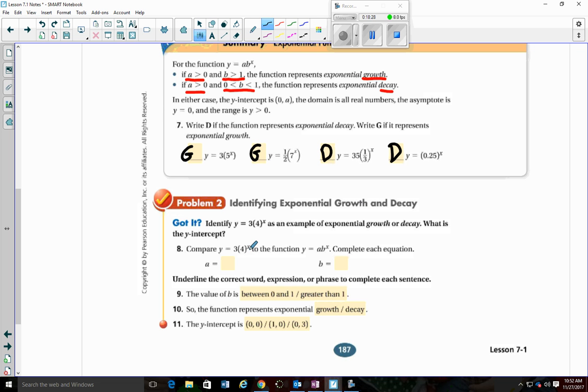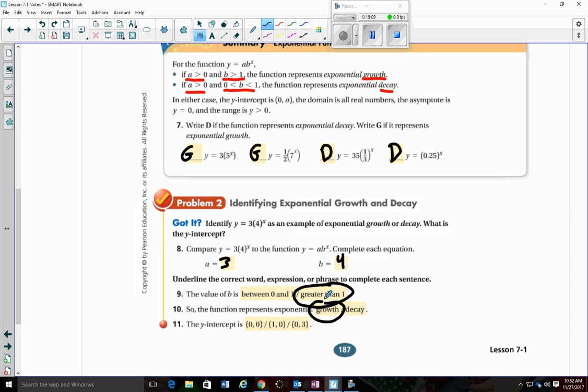Again, a is the number in the front, and b is the base. It's not that hard. I should have an abundance of answers, not just 1 or 2. So which one is the a? 3. And the base is the 4. That's the number on the bottom. Okay. So if that's true, the value of b, is it between 0 and 1 or greater than 1? It's greater than 1. Is that a growth or a decay? It's a growth because it's larger than 1.